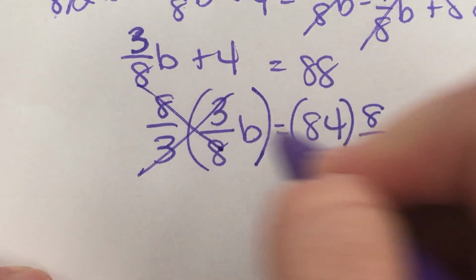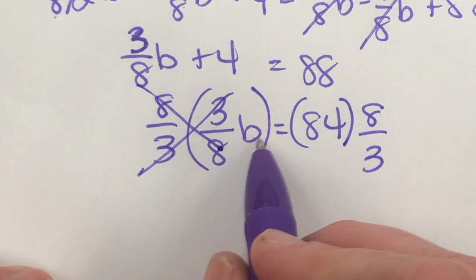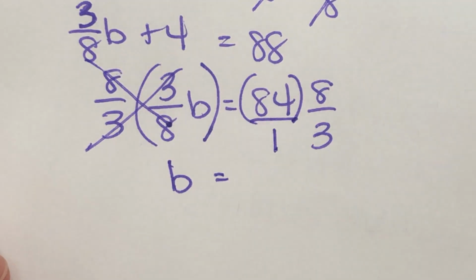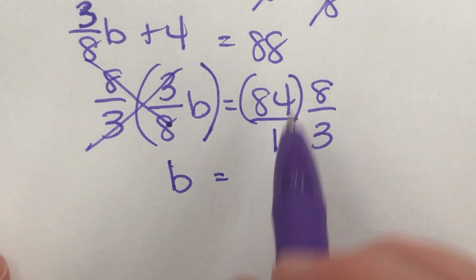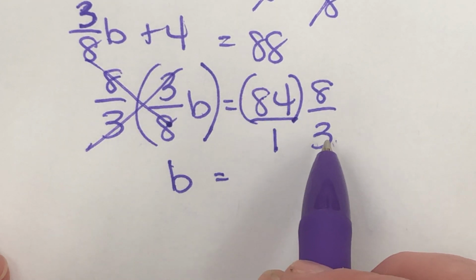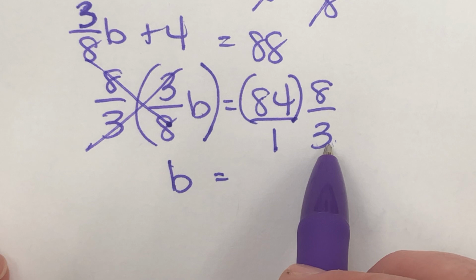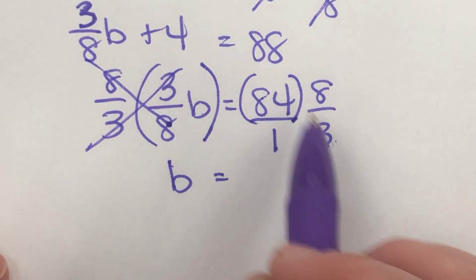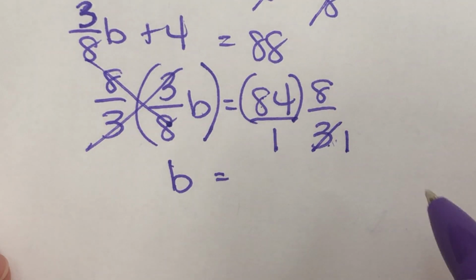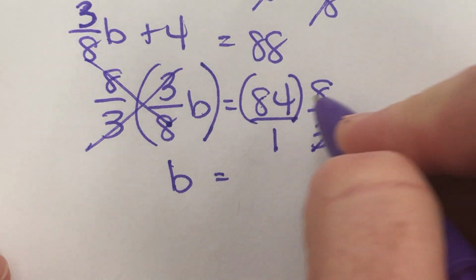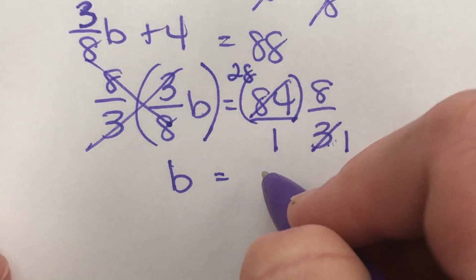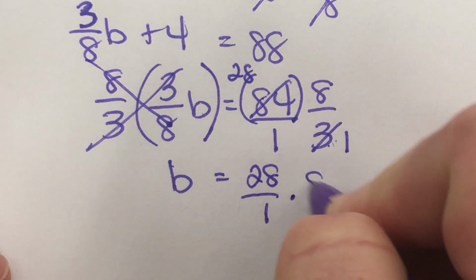So these cancel each other out. They just become 1. So I'm left with 1b on the left side of my equal sign. And then on the right side, top over bottom. Now when I'm multiplying, I can try and cross-reduce, cross-simplify. So is there anything I can divide 84 and 3 by? Yeah, I can divide them both by 3, right? So this is going to become a 1. And 84 divided by 3, 3 goes into 8 2 times. Leaves over to 28, I believe. 28. So this is like saying 28 over 1 times 8 over 1.